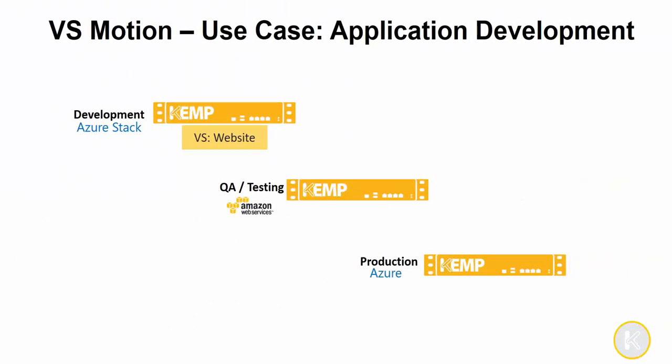VS Motion is a component that allows for virtual services to be moved or copied across LoadMasters that are managed within Kemp360 Central. Let's look at a couple different use cases.